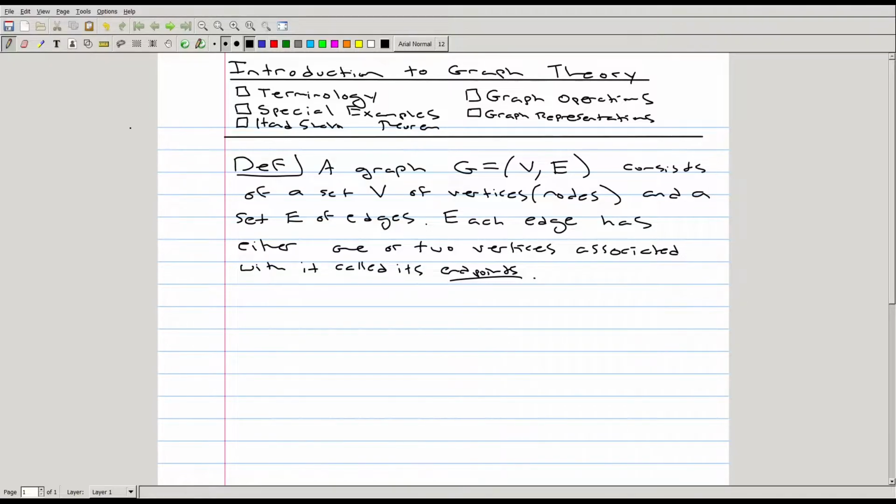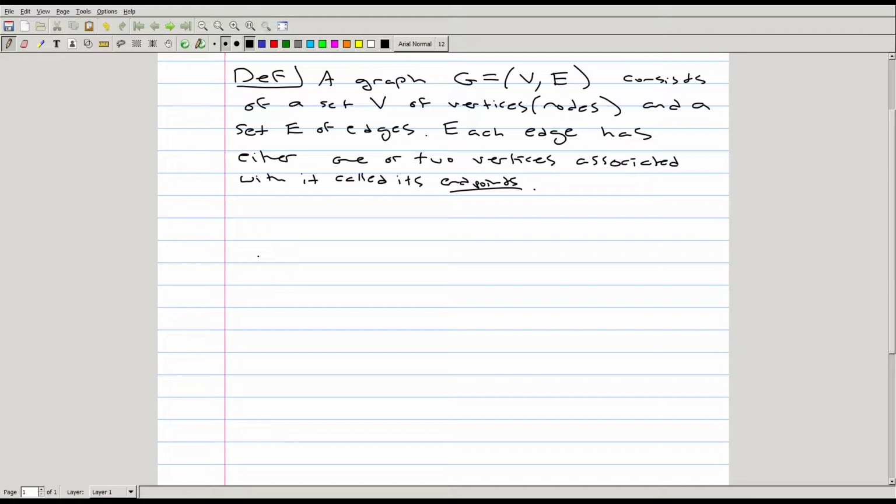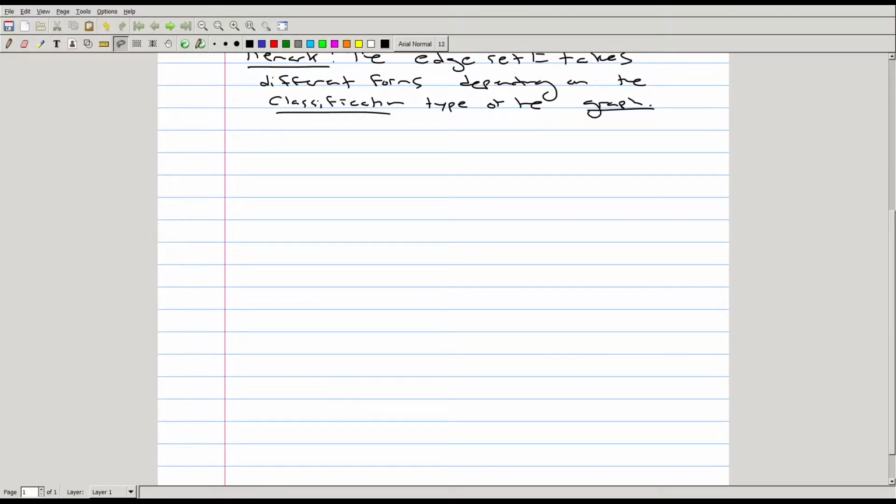And I want to make another remark here that the edge set takes different forms with respect to the classification or the type of graph. And so the first type of graph that we'll classify is what's called a simple graph. And for an example of a simple graph, we have the following. We'll label the vertices as A, B, C, D, E, F, G. Now, the relative locations of these vertices don't necessarily matter, but what matters in a graph is the interconnectivity, so the edge set, which vertices are connected to where.